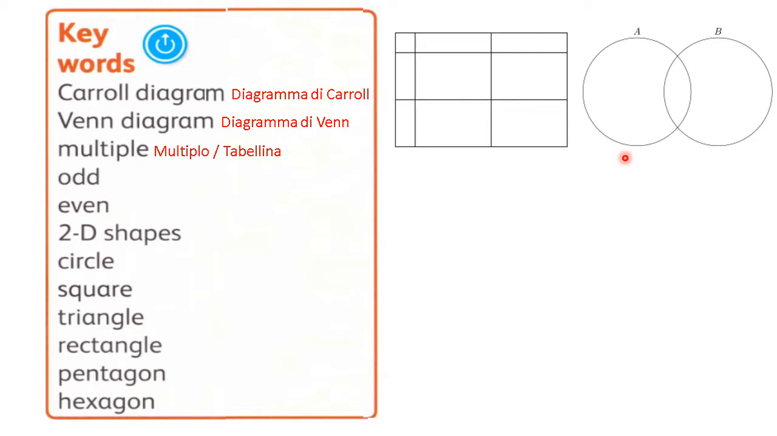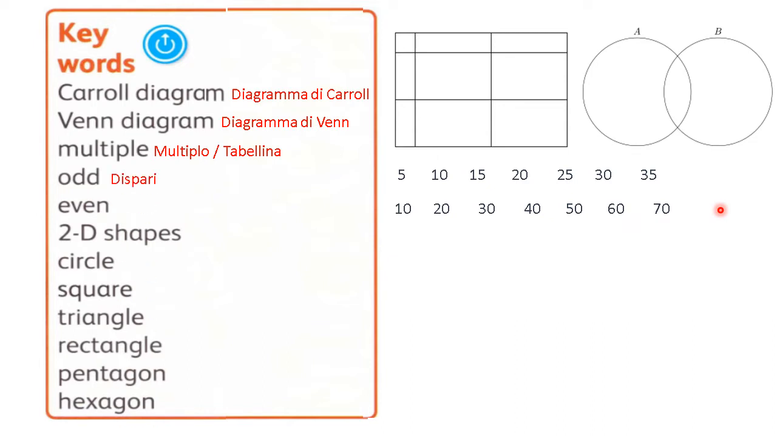Multiple. A multiple of a number is a number that is repeated, adding itself each time. For example, multiples of 5 are 5, 10, 15, 20, 25, 30, 35, and so on. Multiples of 10 are 10, 20, 30, 40, 50, 60, and so on.